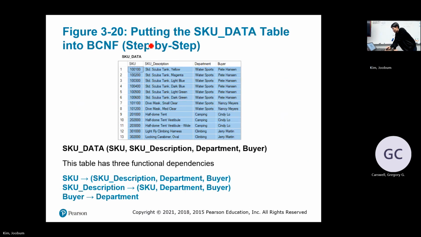Okay. This is another example. SKU data: SKU, description, department, and buyer. We know that there are three relationships and three determinants: SKU, description, and buyer. Is SKU a candidate key? Yes or no? Yes. How about the description, is it a candidate key? Yes. How about the buyer? No. Buyer is not a candidate key, but it is a determinant. So this table is not in BCNF.